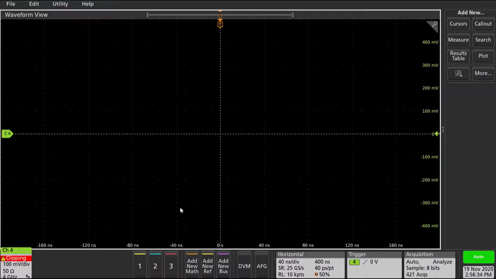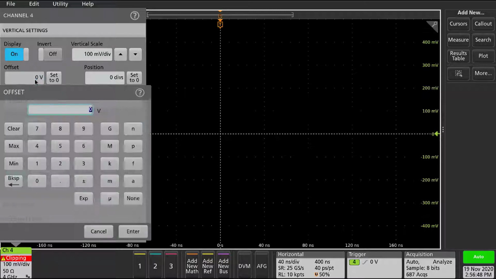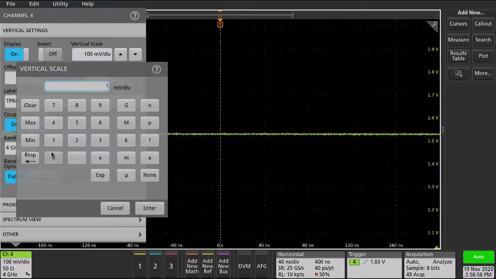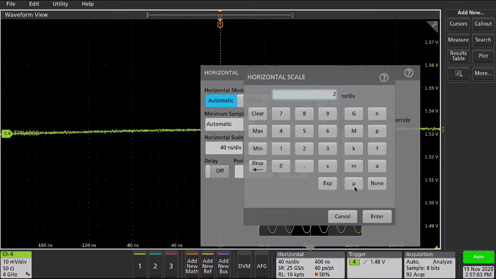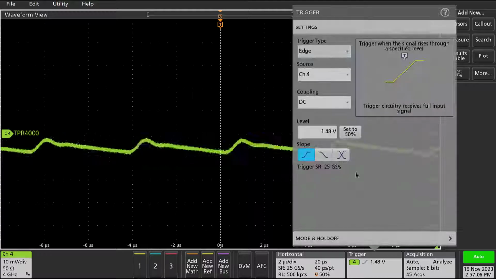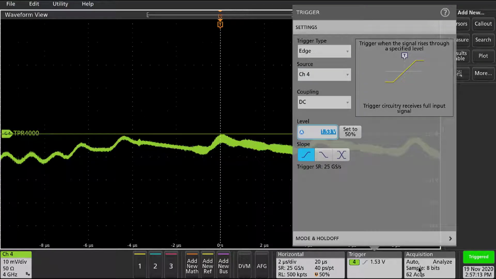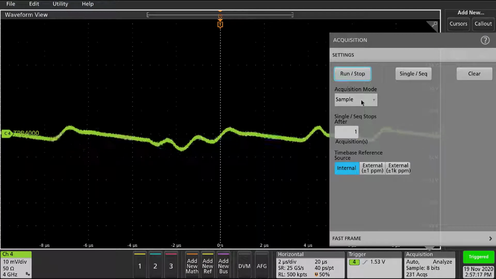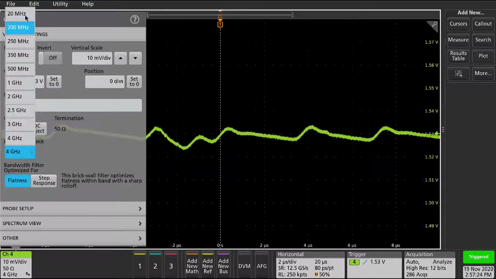All right, so now we're going to compare this against the TPR 4000 that's plugged in on channel 4 in this case. Starting from a default setup, once again, we'll configure very similar settings to what we had, but this time with our power rail probe. So I'll set my offset to 1.53 volts, my vertical scale to something like 10 millivolts, and adjust our horizontal scale out to 2 microseconds per division. I'll set our trigger up to what we had before, so something like 1.53. And I will adjust the acquisition mode to high resolution, again to get those 12 bits vertical. And we'll go back and set a bandwidth limit of 20 megahertz.